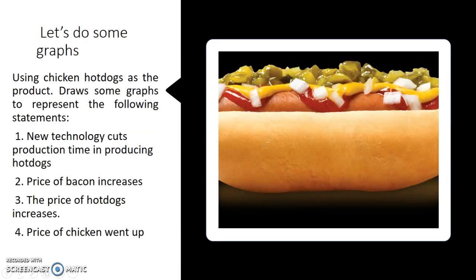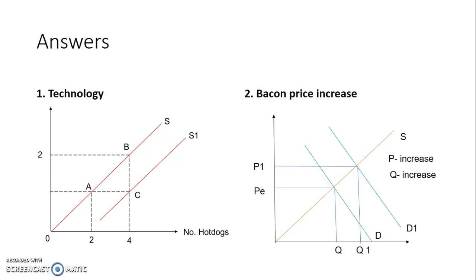Let's do some graphs. Please pause the video and complete and draw some graphs to represent these statements. Now let's answer these questions. Number 1 answer. Technology cuts production time in producing hot dogs. Remember, technology is a shifter, and as the price decreases, so will the quantity increase, thereby shifting the curve to the right. Number 2, bacon price increase.